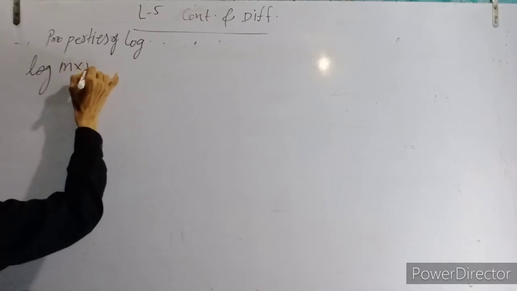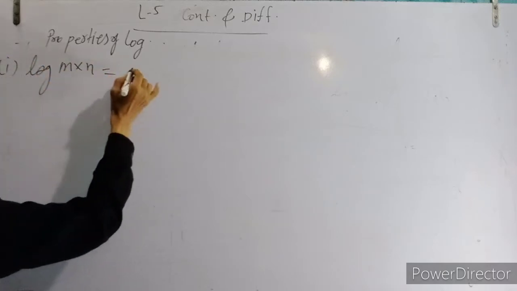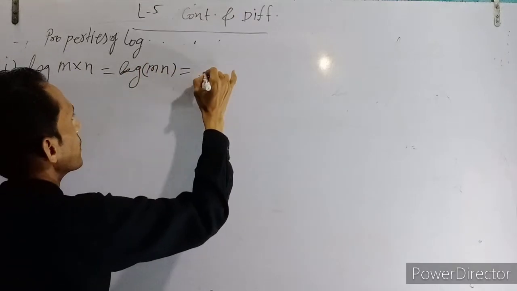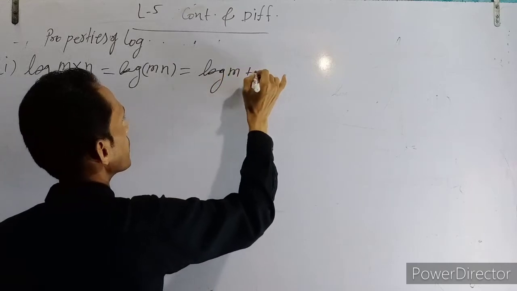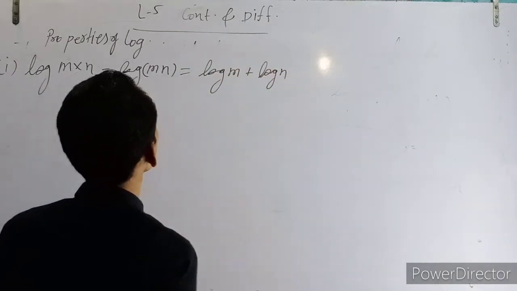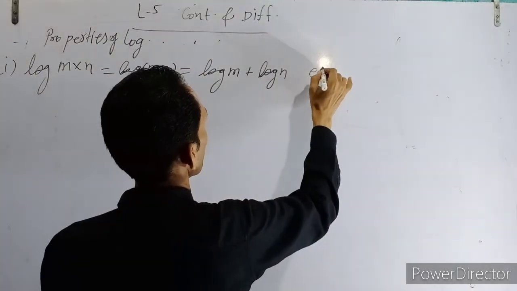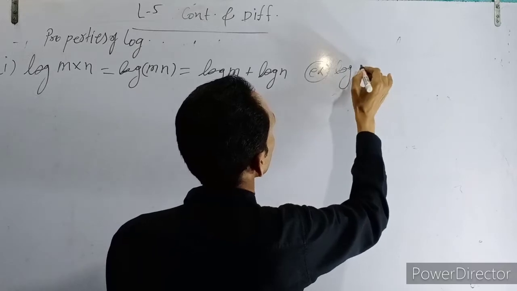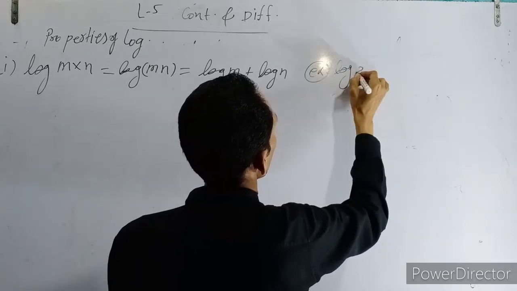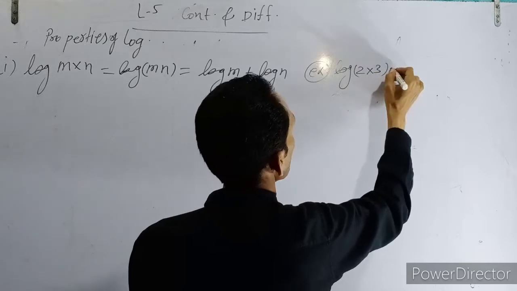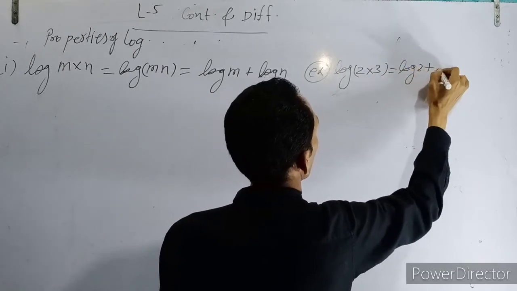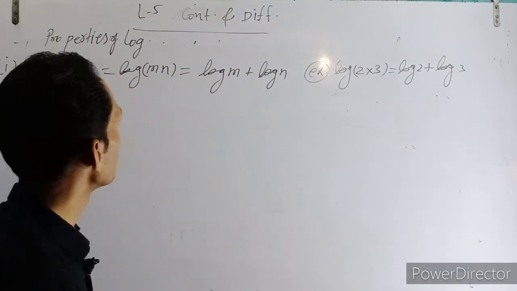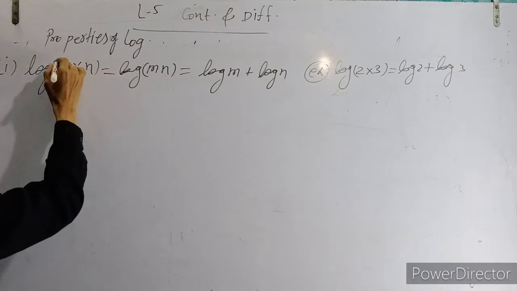Log of m multiply n, that is called the first property, log mn. It means log m plus log n. For example, you can use log of 2 multiply 3. You can write here log 2 plus log 3. In this way you can write. Similarly for another variable you can use the product form of log.